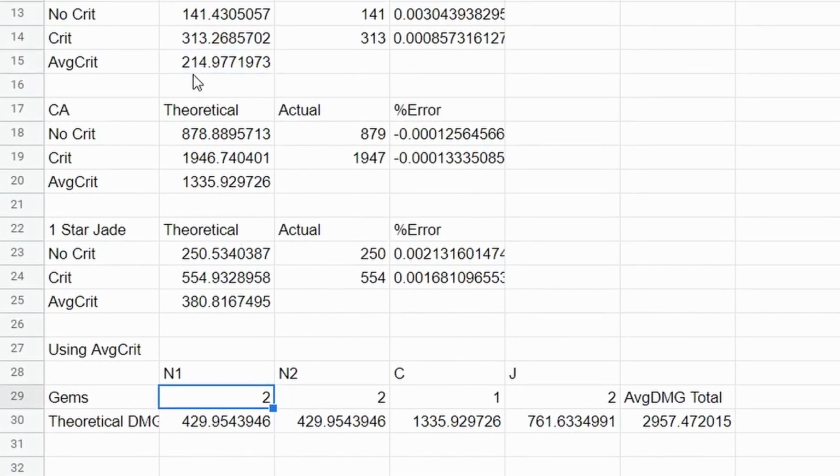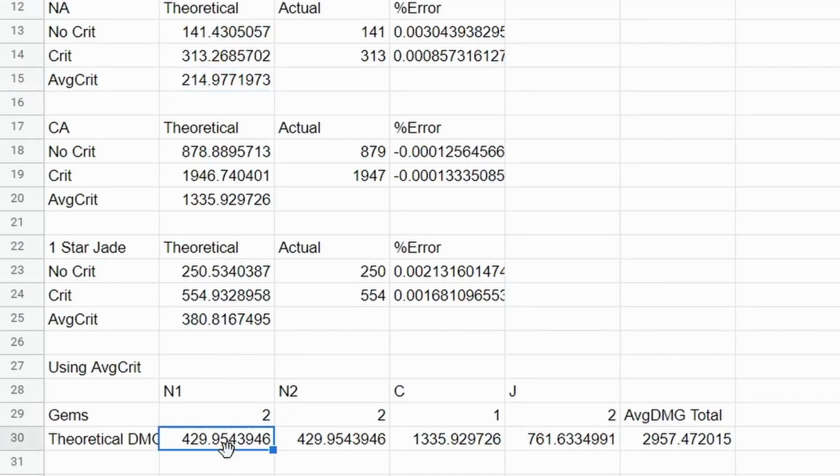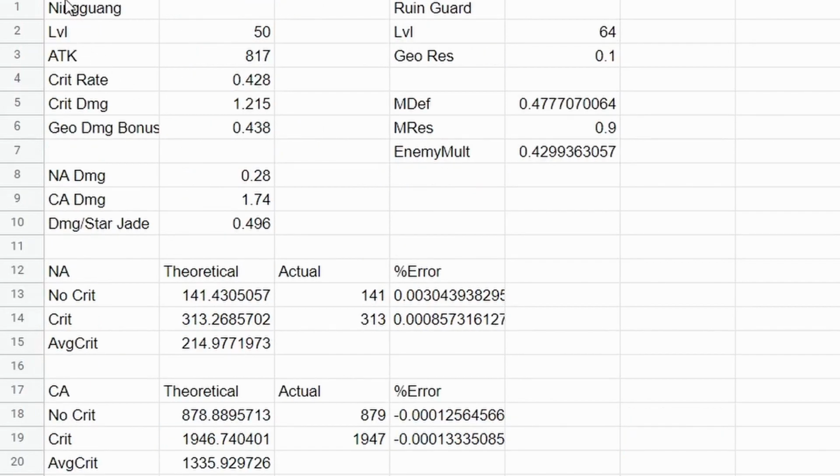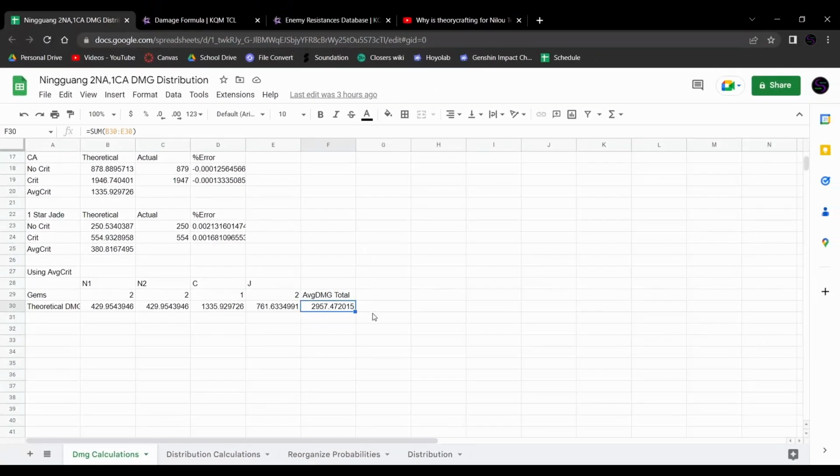So we take this, multiply by the number of gems, we get this number. Do the same thing for normal attack because we're doing 2 normal attacks. Charge attack, it's this one times 1 because our charge attack only releases 1 gem. And then the star jades on our back, we assume 2, so multiply that by 2, we get this. And then summing all of this up, we get the average damage for this total thing, 2,957. So supposedly this is the average damage.